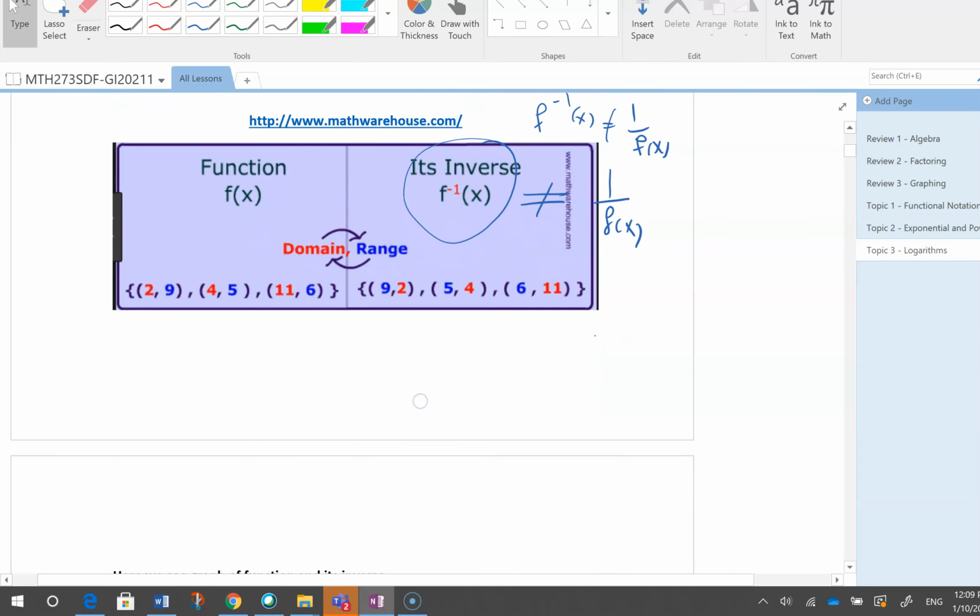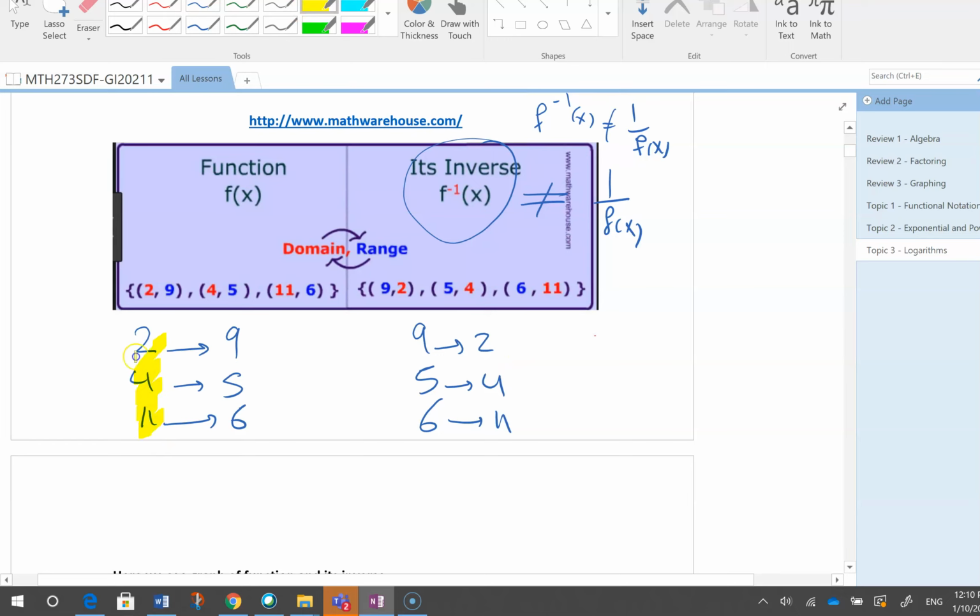Okay, look at this. Here you don't know the function. I didn't tell you it's x cubed. No, I didn't tell you. But I just tell you 2 goes to 9, 4 goes to 5, 11 goes to 6. What do you expect for the inverse? For the inverse, you expect 9 goes to 2, 5 goes to 4, 6 goes to 11.